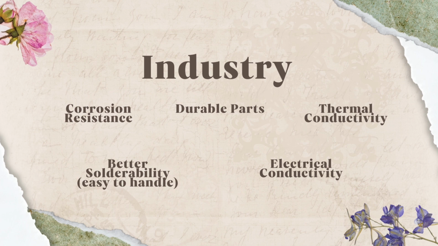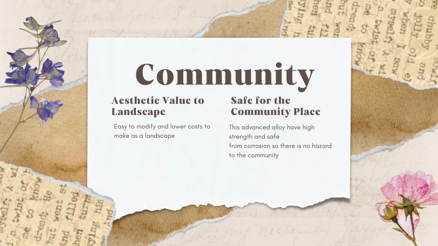For benefits to the industry, this material is corrosion resistant, has better solderability, which is easy to handle, durable parts, thermal conductivity, and electrical conductivity. The benefit to the community is aesthetic value to the landscape. This material is easy to modify and lower cost to make as a landscape. And it is also safe for the community place. This advanced alloy has high strength and is safe from corrosion, so there is no hazard to the community.